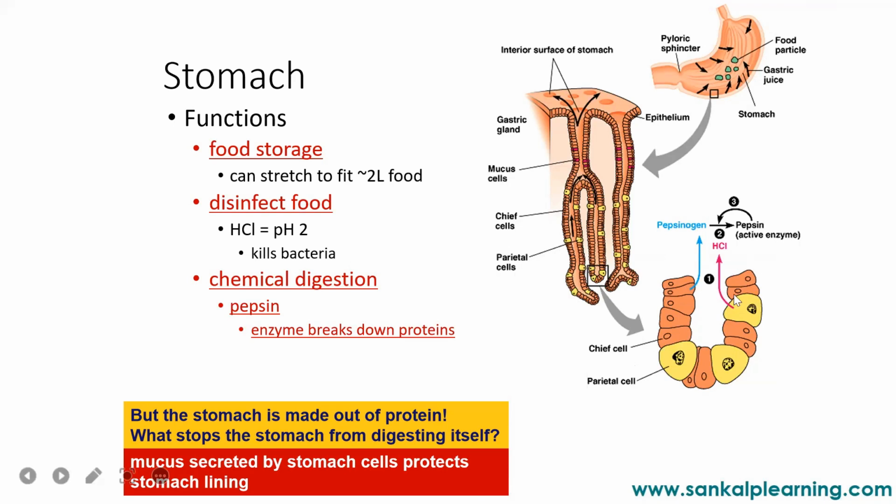Okay, and in the parietal cells the HCl will be there. Parietal cells will produce HCl. So with the action of HCl, that is hydrochloric acid, pepsinogen, which is inactive. So with the action of HCl, pepsinogen will be converted into pepsin. So pepsin is an active enzyme. So this pepsin digests or breaks down the proteins present in the food.